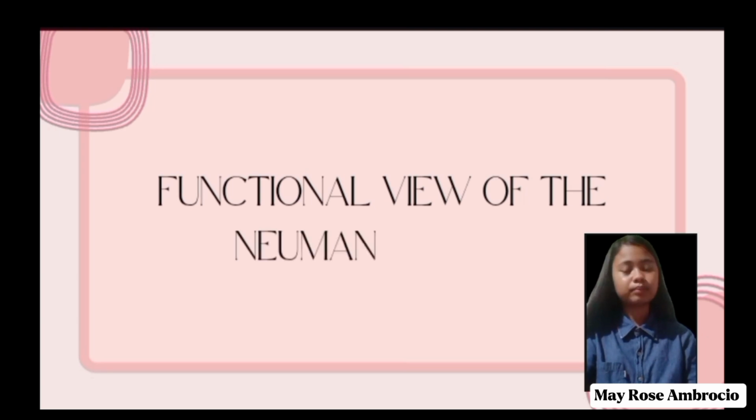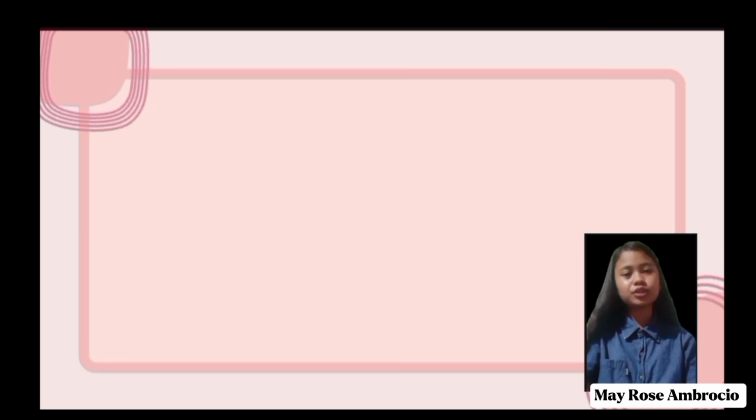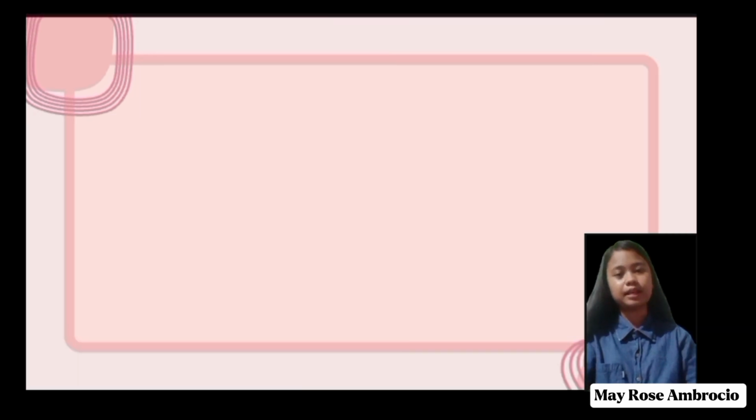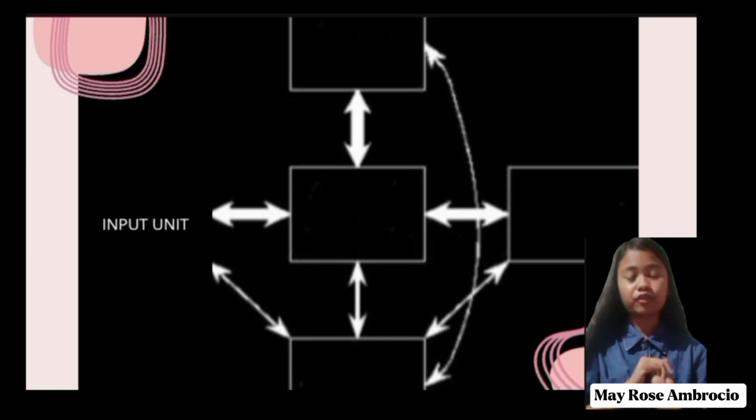The von Neumann model was designed and developed by the great mathematician and scientist John von Neumann. The von Neumann model consists of five major components, and today we're going to discuss them. The first one is the input. Input is getting information into the computer. It comes through input devices like a keyboard or mouse.